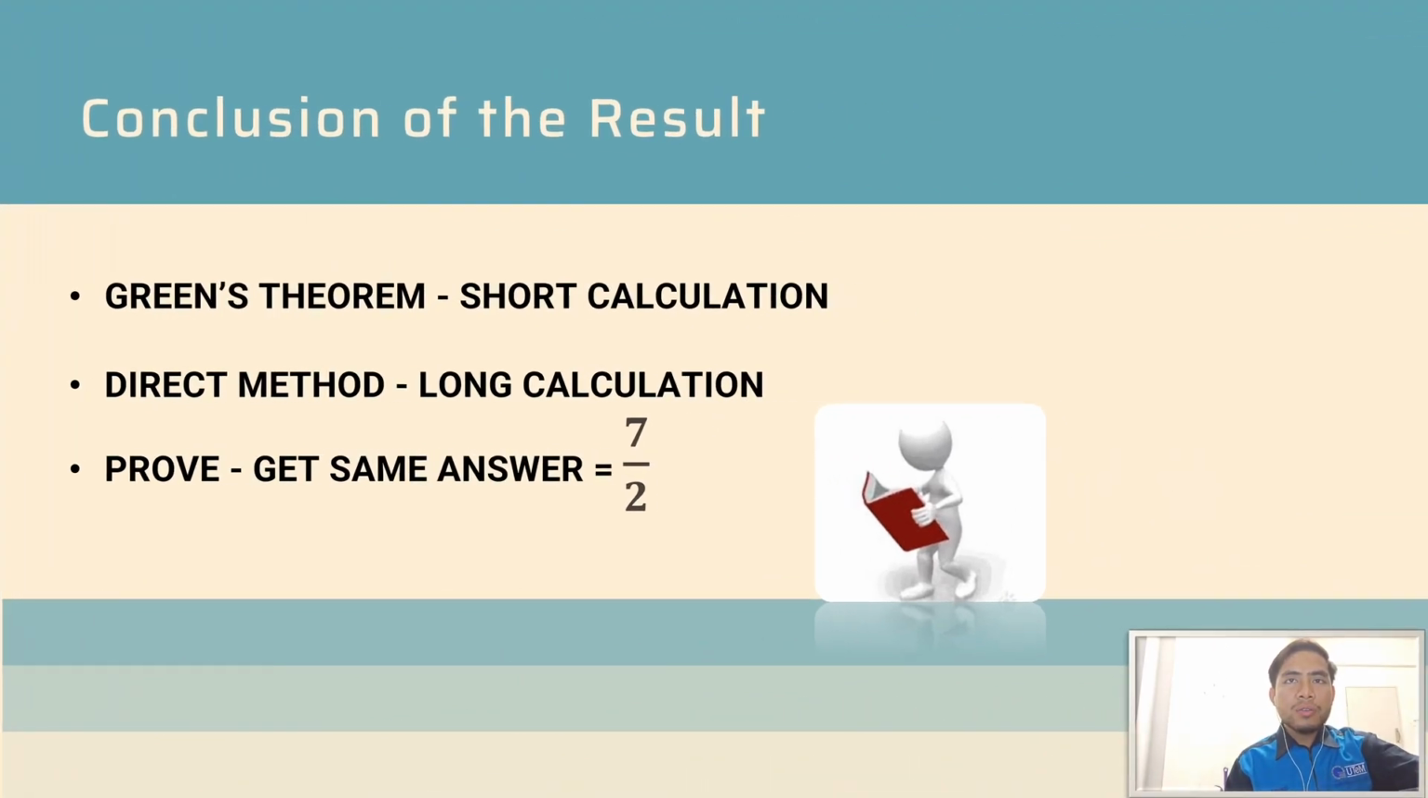The last slide is the conclusion of the result. Based on the result, we used Green's theorem to answer the question, and the answer needs only a short calculation because Green's theorem involves the double integral formula, and we need to know the limits of the double integral. Rather than that, the direct method has a long calculation. We need to know each path of the triangle, and we can prove that we get the same answer, 7 over 2.